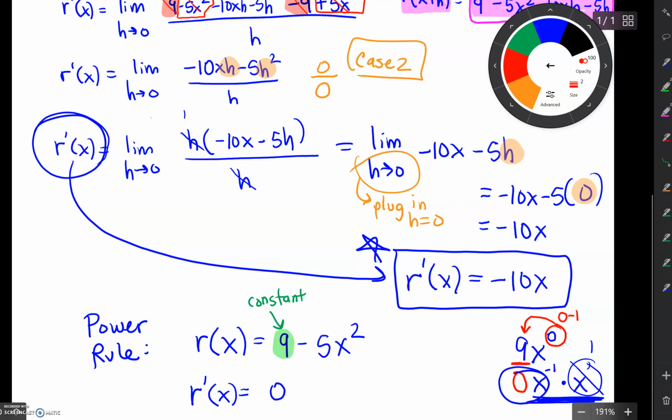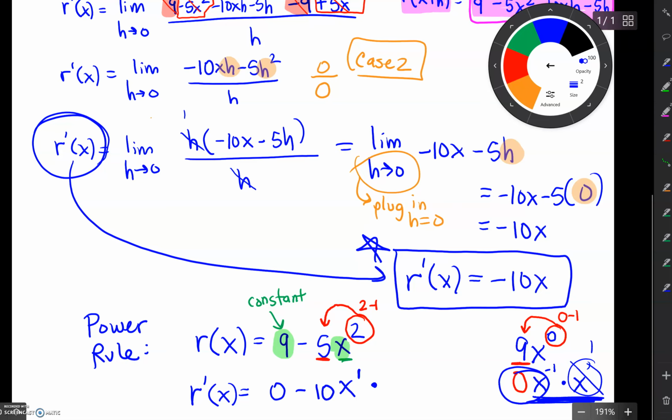But I do need the power rule for the second term here. So my power rule says I'm going to drop the exponent down and multiply it to that coefficient, 5. So 5 times 2 is 10. So I'm really subtracting 10. And then I rewrite my base, which is an x. I'm going to decrease my exponent by 1. So 2 minus 1 gives me an exponent of 1.